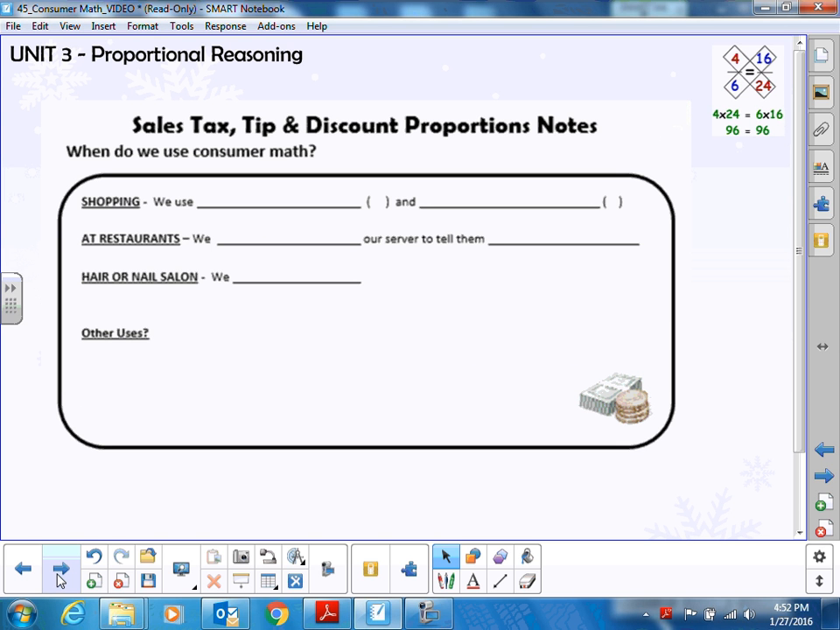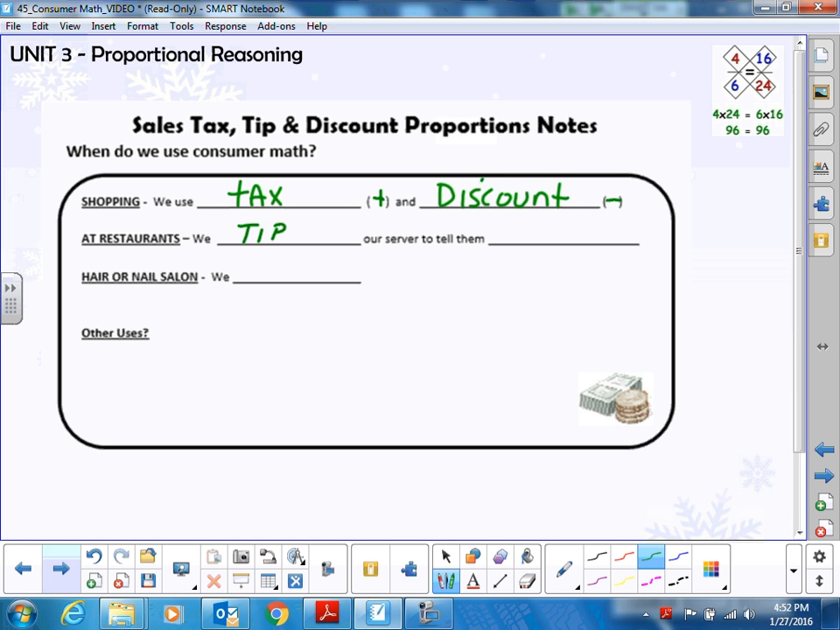Okay, so break out your notes. This is really quick. When do we use consumer math? Anytime you're a consumer. You're a consumer if you go and spend money. So with shopping, we're going to use tax, which is added on to our cost. And we're also going to take advantage of discounts or sales when the price is lowered. So we subtract. At restaurants, we always tip your server, your waiter, waitress, to tell them thank you, to say you did a great job.